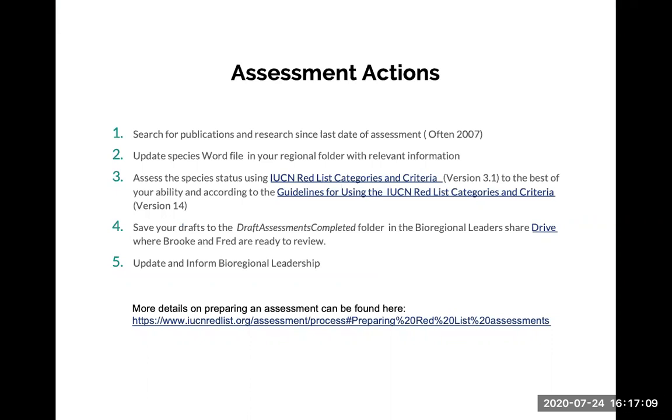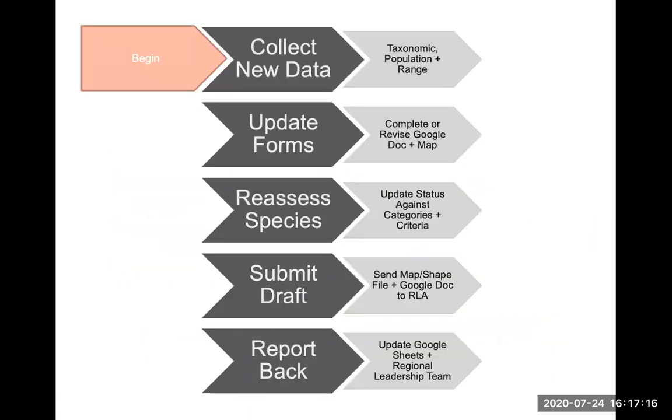So I'm going to take you through these different actions that are needed through this assessment. Basically these are kind of 5 steps where we're collecting this new data. We're going to update the forms that we have. We're going to do an assessment of the status again for each species. We'll submit those drafts, and then we'll report back to the group and set this agenda for January.